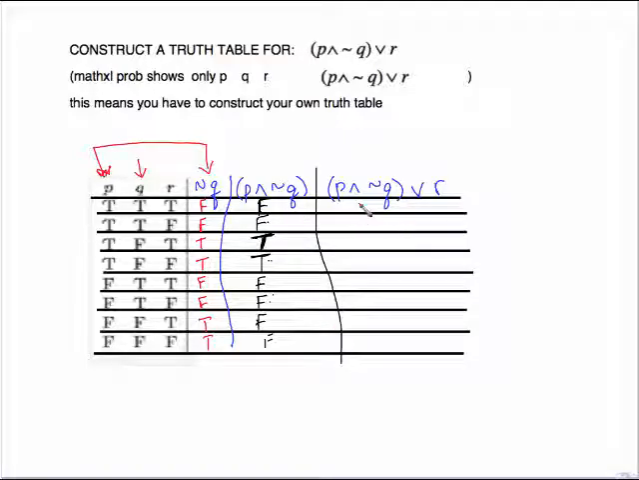Then the last thing here is to put all of this together. All of this together is our P and not Q column. That's this one, or R. So we're looking at these two entries.